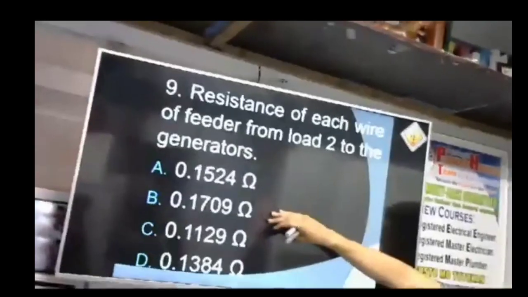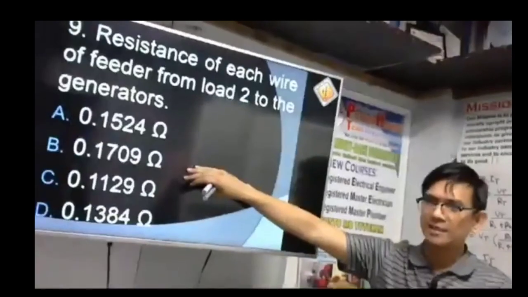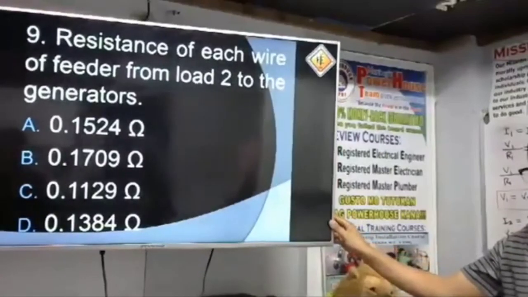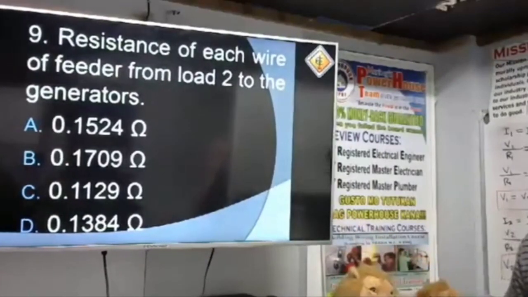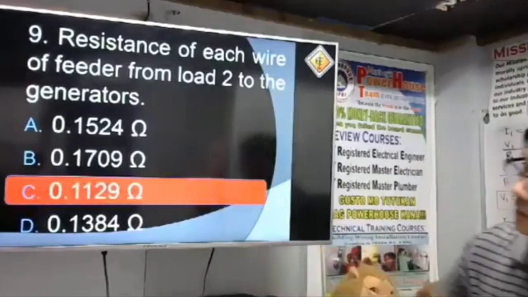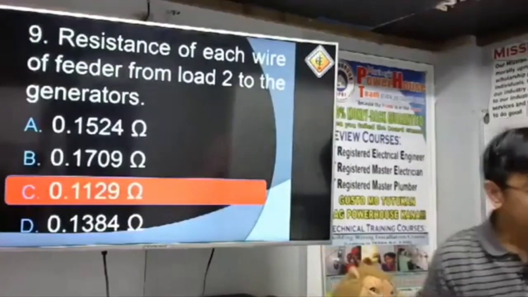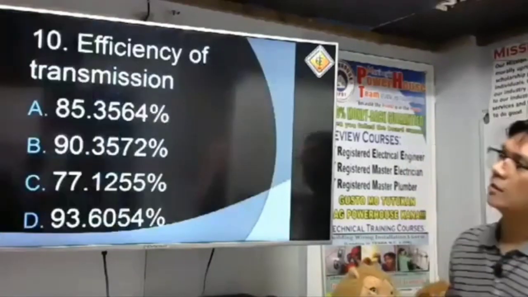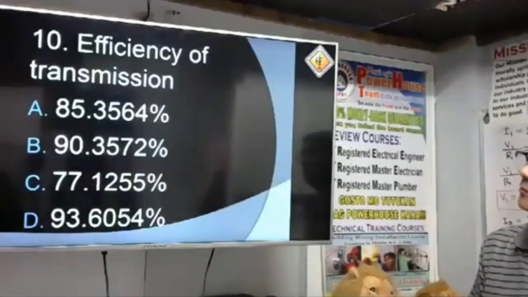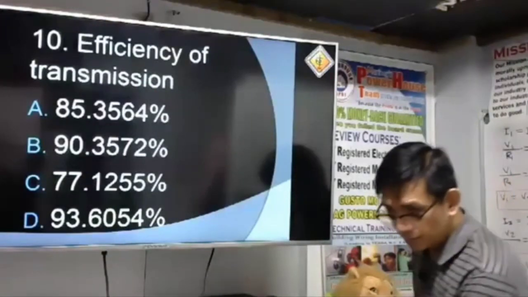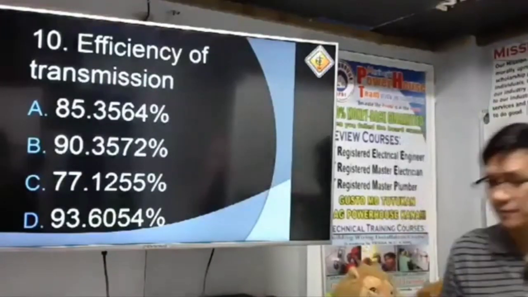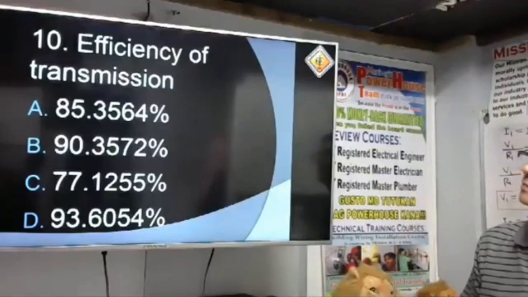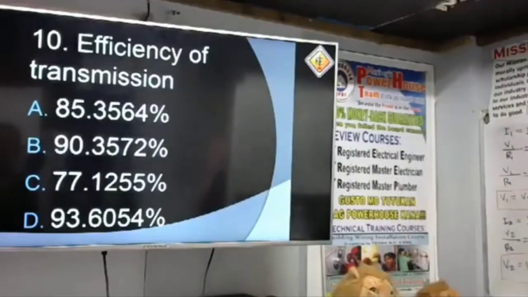Okay, so take a look here for number 9. What is the letter of our answer, guys? Please take a look here. So the answer here would be letter C, 0.1129 ohms. Okay, so let us have now the efficiency of transmission. The answer here would be letter C, for number 10.